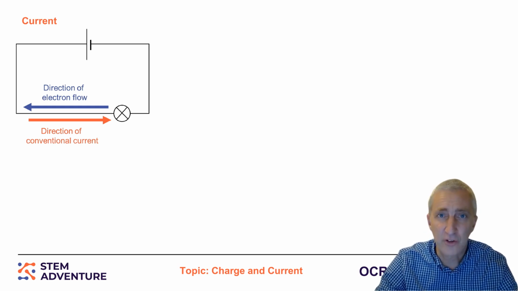Unfortunately, current is also historically described as flowing in the opposite direction, conventional current. This definition of the direction of current is important for looking at diodes and in electromagnetism.